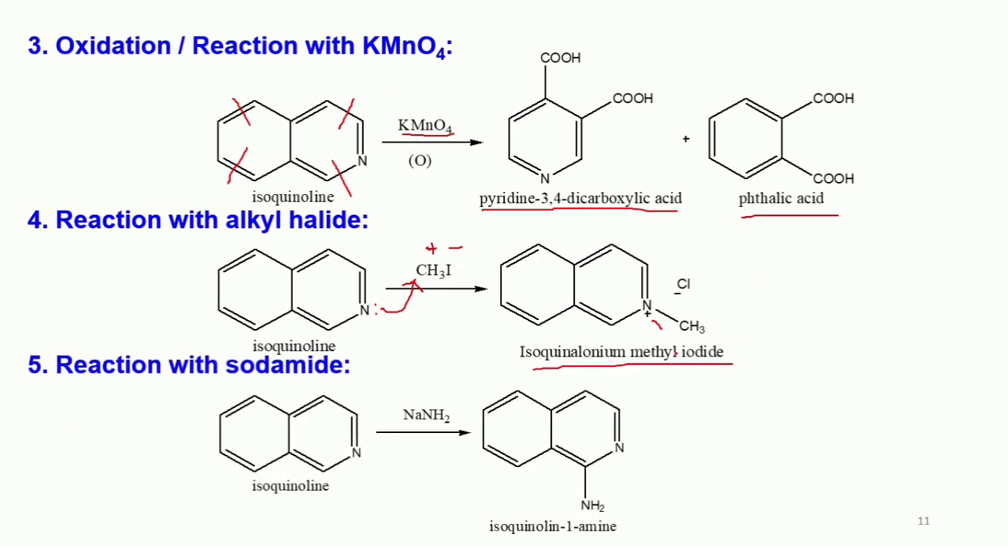And coming to the reaction with sodamide, that is nucleophilic substitution, the nucleophilic amino group is substituted at the first position. The more electron-withdrawing effect of the nitrogen is present at the first and third positions, so the nucleophilic attack takes place at either the first or third position. By attack of the amino group nucleophile on isoquinoline, it gives isoquinolin-1-amine. The first position is substituted. So these are the different chemical reactions.